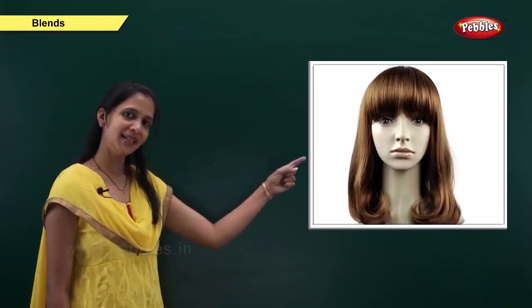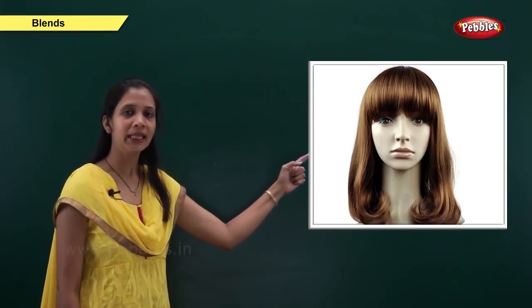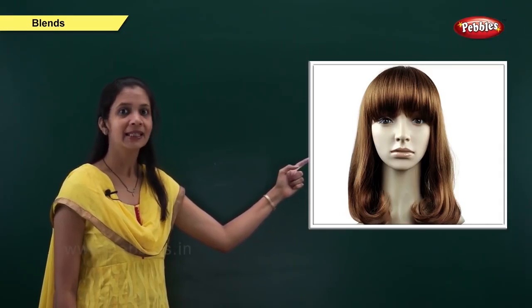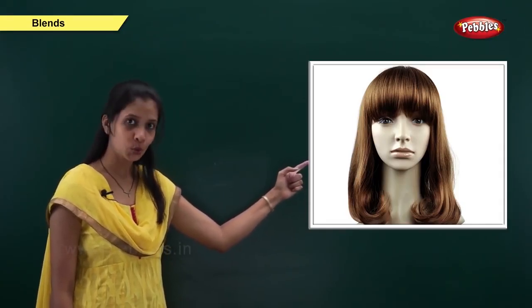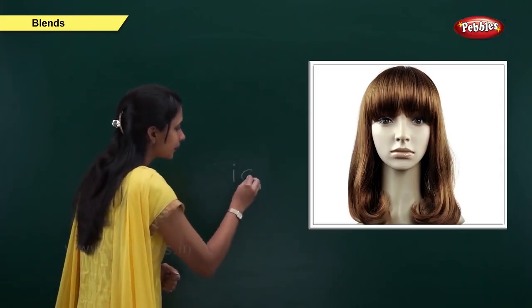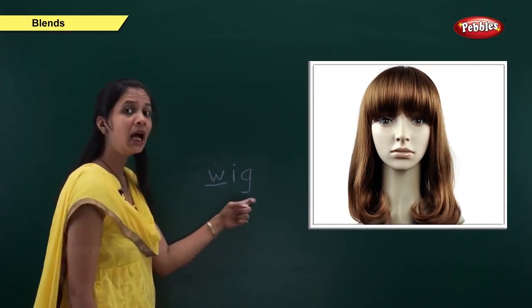Now next one. What is it? Yes, it is wig. So what is the first letter? Yes, it is W. So the sound is W. W. Wig.